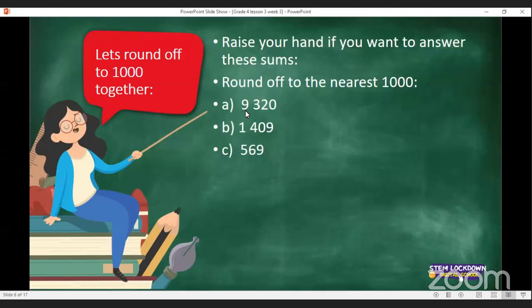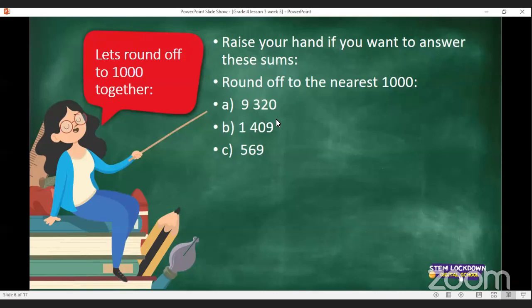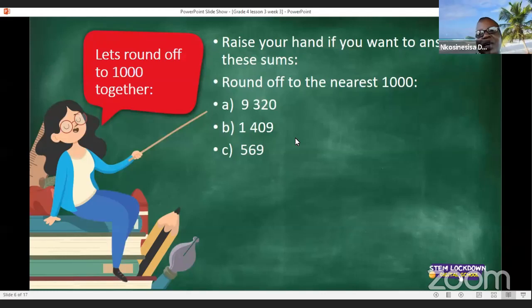Remember, you said the answer is 9,000. So 9,000 was right. But I wanted to know, how did you get the 9,000? Because I want you to get all your rounding off sums. But thank you for the answer. Okay, who else has got their hands raised for number B? You can unmute one of them, ma'am.